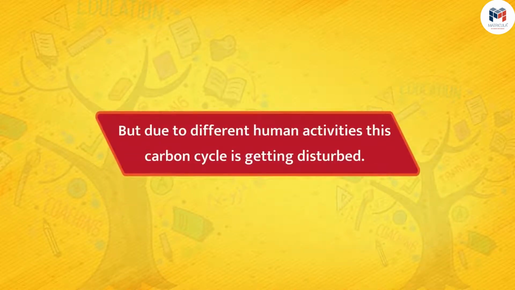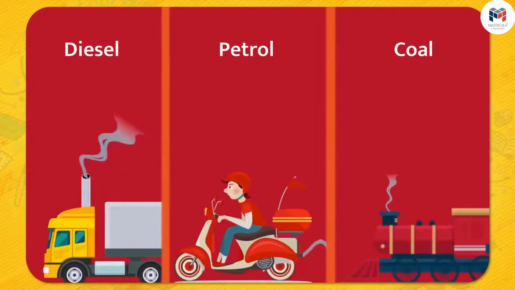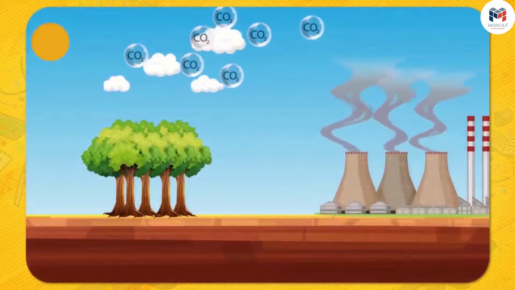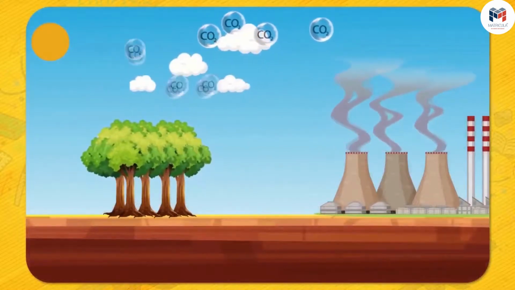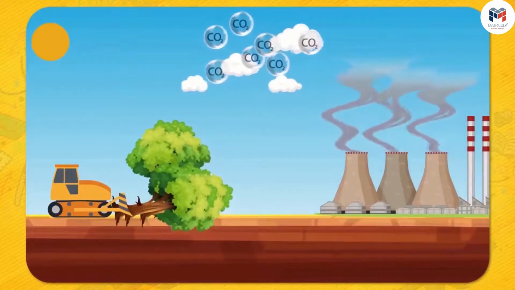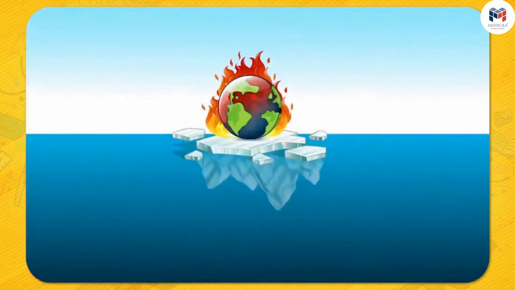But due to different human activities, this carbon cycle is getting disturbed. Human activities like burning of fossil fuels release a lot of carbon dioxide in the atmosphere, and the main job of absorbing this carbon dioxide is done by the trees. But humans are cutting down the trees as well, which leads to the increase of carbon dioxide in the atmosphere, causing global warming.